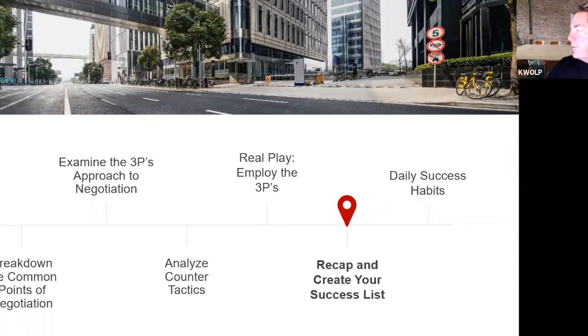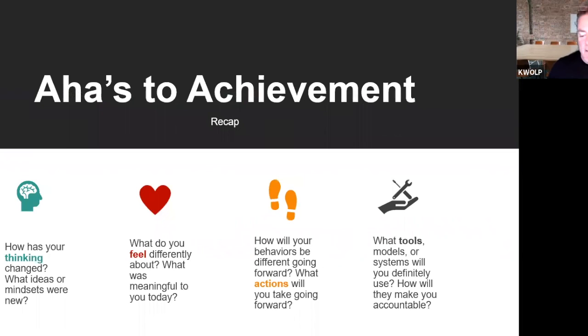So that's pretty much it. Recapping the day, just any ahas that you've gotten. Was this a good session? Did you pick up anything from it? Something you might be able to use next time?